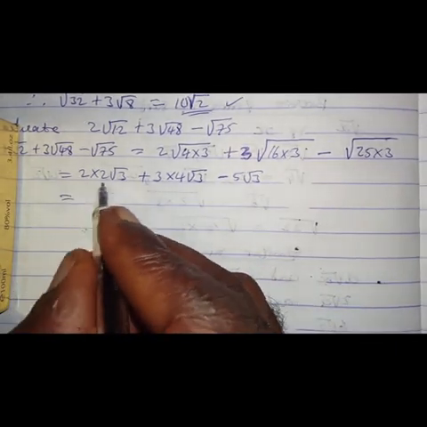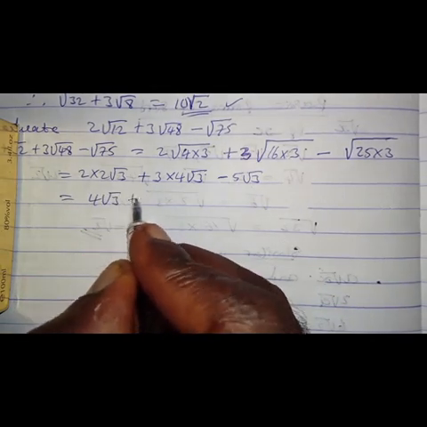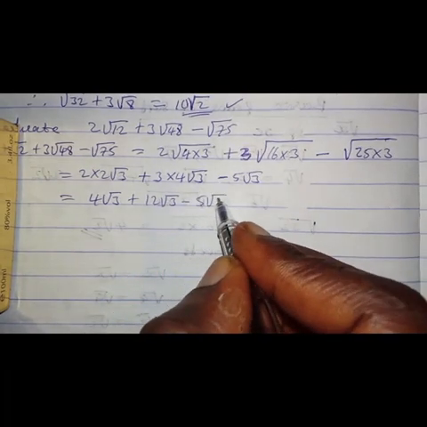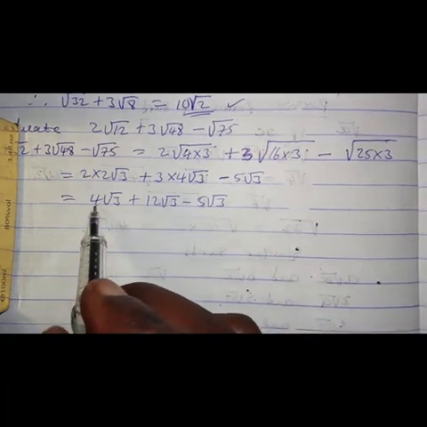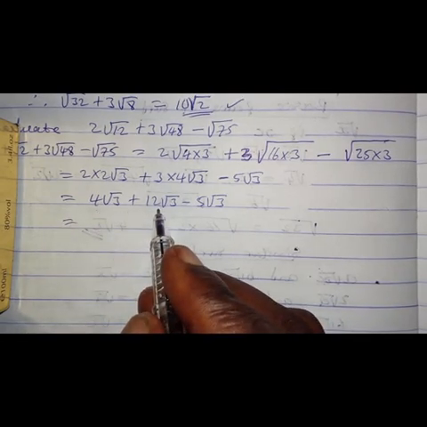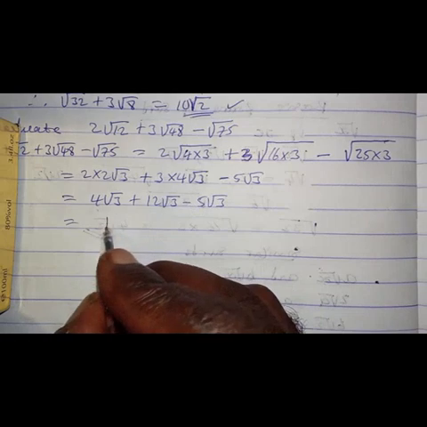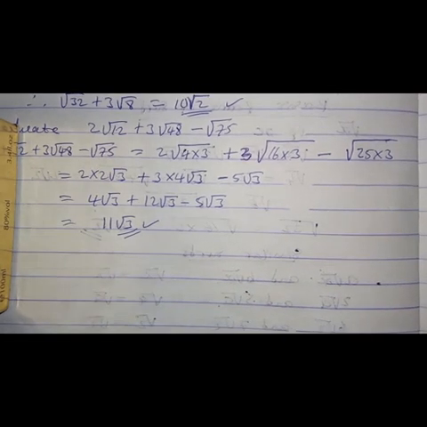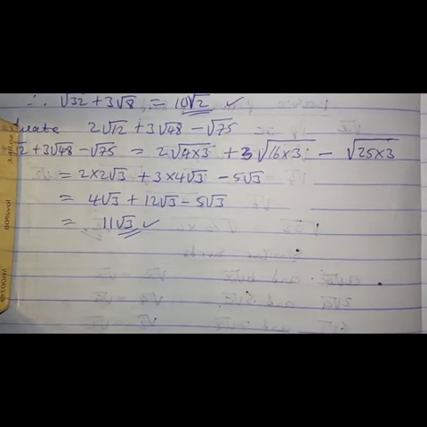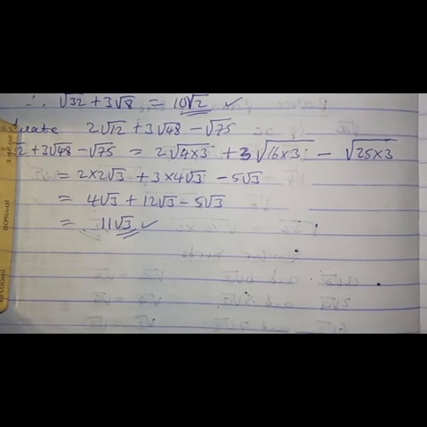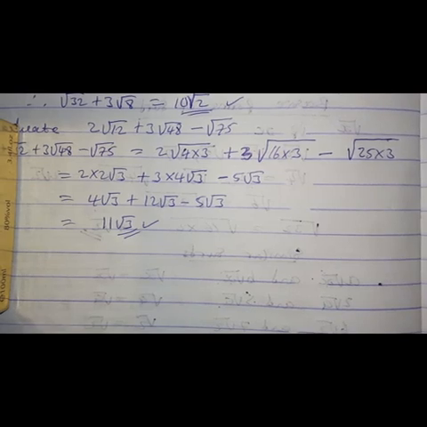So if we proceed, 2 times 2 you have 4 root 3, plus 3 times 4 you have 12 root 3, then minus 5 root 3. Because they are similar, I said you just add the rational numbers. This is going to be equal to 4 plus 12, 16. Minus 5, you have 11 root 3. And you are done with that. So this is how we add or subtract one surd from another. You can only do that if they are similar. Remember, you cannot add or subtract surds that are not similar.